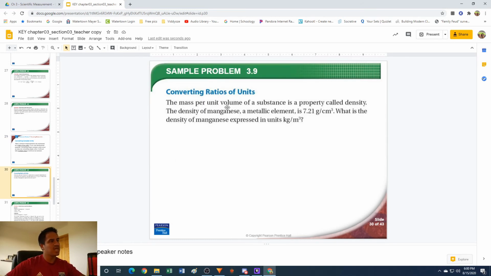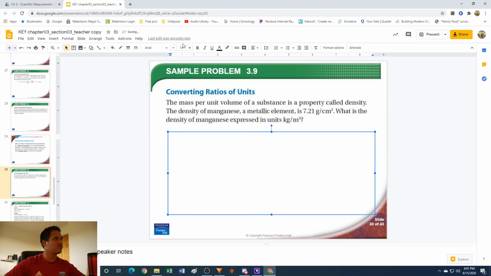It says the mass per unit volume of a substance is a property called density. The density of manganese, which is a metallic element, is 7.21 grams per cubic centimeter. What is the density of manganese expressed in the units of kilograms per cubic meter? Okay, so let's do this last problem here, and then this will be it for this section of notes.